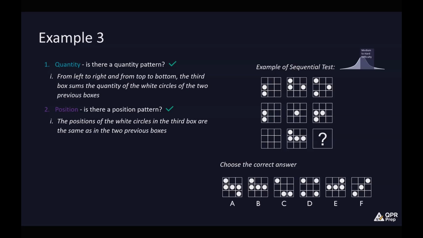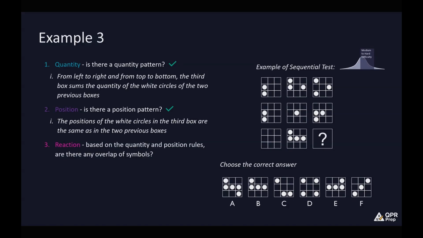The position pattern and rule is also identical to our last example, where the circles in the summed up box are keeping the same position as in the 2 previous boxes. At first sight, the quantity and the position rules did not seem to be identical between the 2 problems, and this is because of the reaction that we now need to consider for this problem.